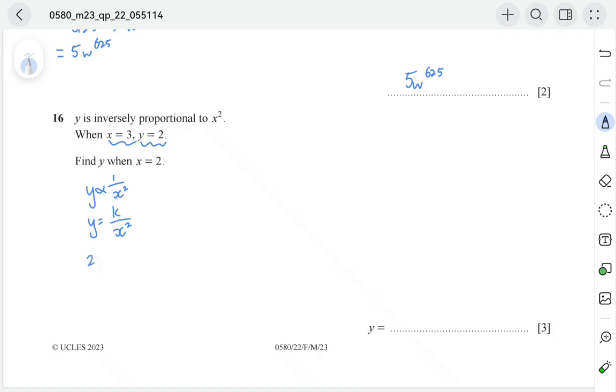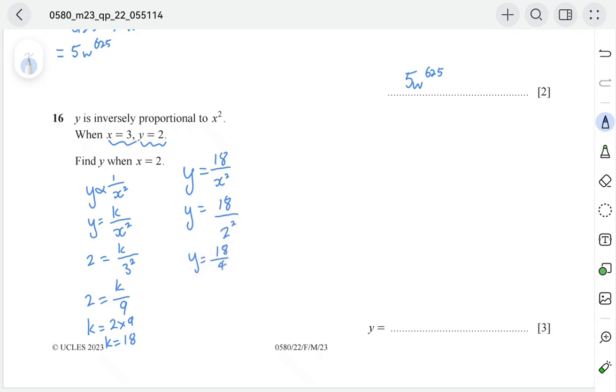So let's substitute that in. 2 is equal to k over 3 squared, which is k over 9. And through this, we can find that k is equal to 18. So when we want to find y when x equals 2, let's use this equation, but substitute what we know as k. Now we can substitute in x. So y equals 18 over 4, which is 9 over 2, which is 4.5.